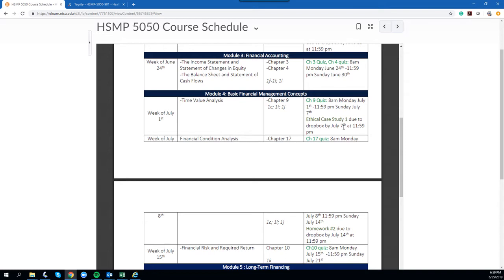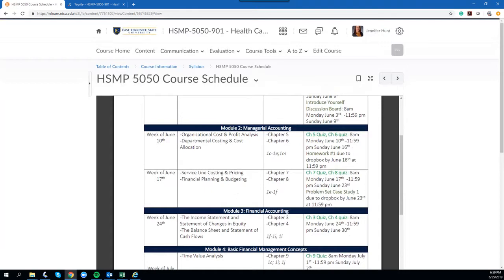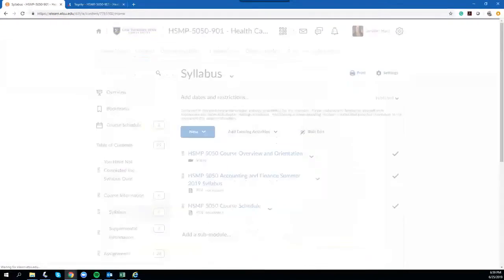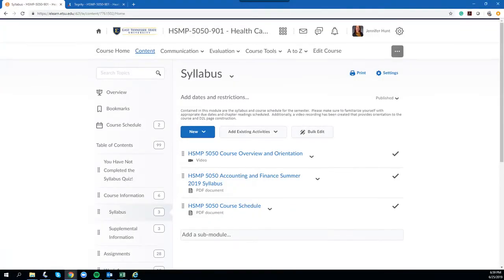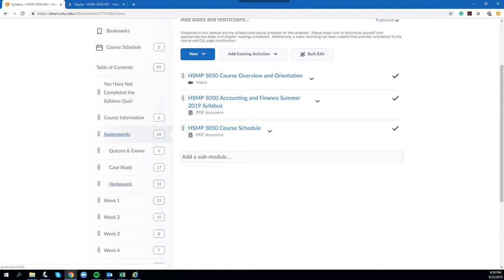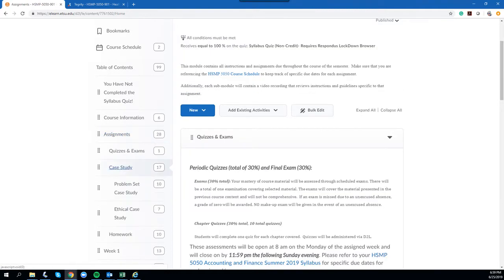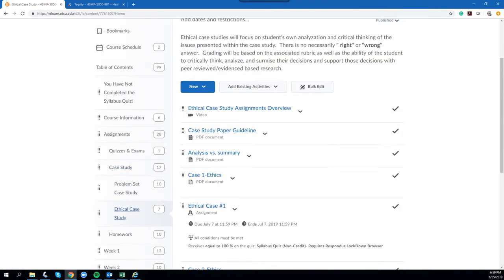And you do have your first ethical case study due next week, again on July 7th. So I want to take just a second to go through what the ethical case study is. So if you'll navigate up to content and go down to assignments, to case studies and ethical case study, you're able to read about the ethical case studies there.